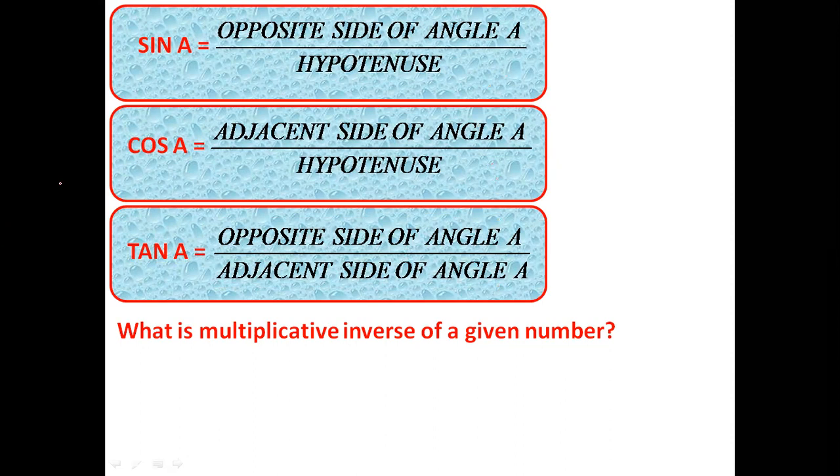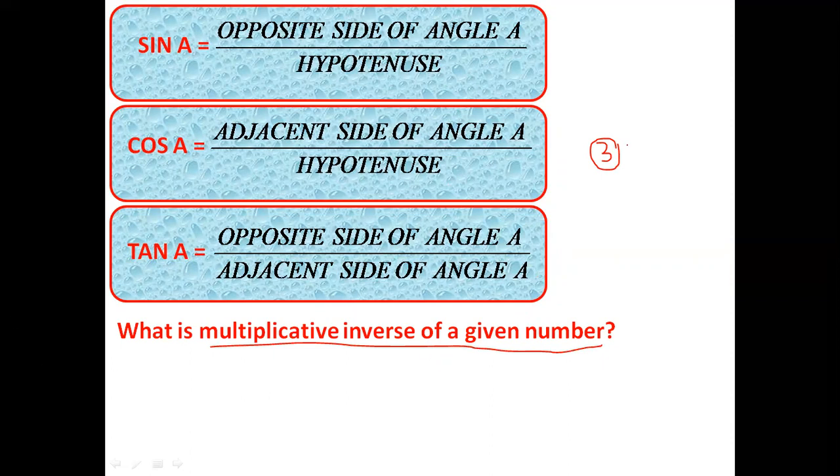Here, if you take 3, what is the multiplicative inverse of this number? Actually, what is the definition of multiplicative inverse of a given number? The number we multiply with a given number to get 1, that number is called the multiplicative inverse of the given number. Suppose I am taking 3 here.